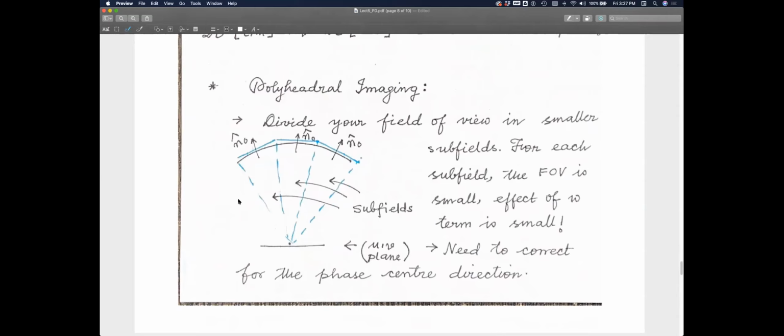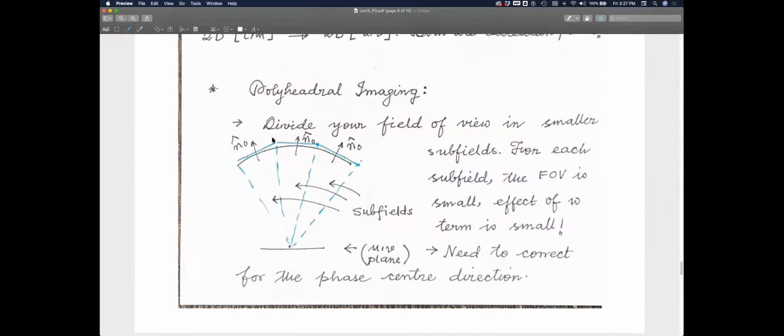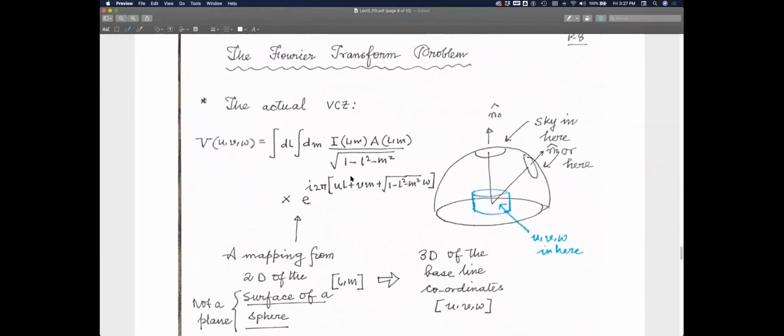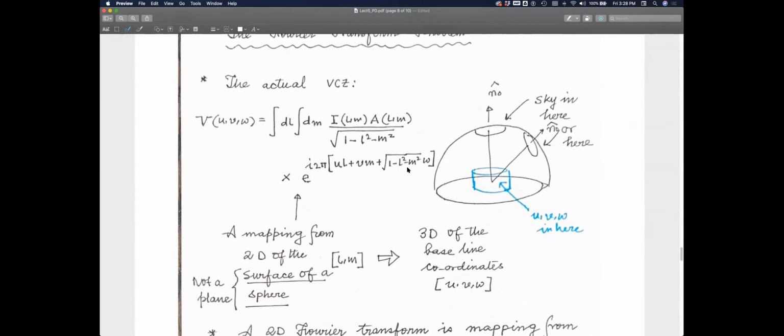And if you say that this is much smaller, as we have seen in one approximation, the effect of the w term is negligible. So let us neglect the effect of the w term for the time being. So what I can do now is make an image of this small patch, forgetting about this 1 over root of 1 minus l squared minus m squared, which is an artifact from the fact that your I(l,m) lies in the sky, on the surface of a sphere, and forgetting the effect of this term also. So then it is a Fourier transform.